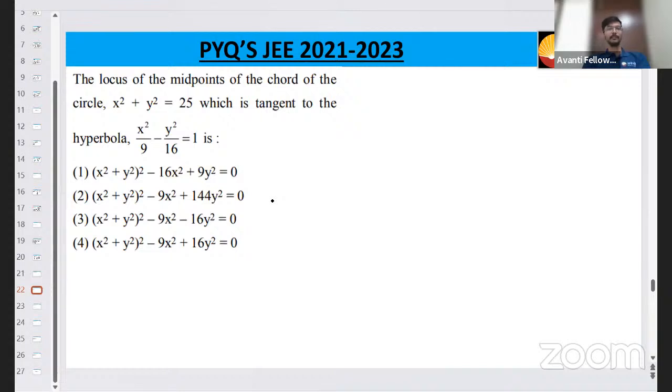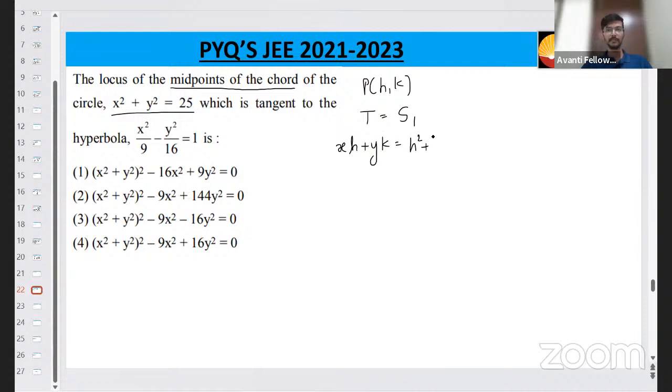Let's see. The locus of midpoint of chord of circle. So midpoint of chords. Let the midpoint be P(h, k). We know the equation of the chord with given middle point. So we can write the equation of this chord with midpoint (h, k). How to write it? The equation is T equals S1 for this curve. So T will be xh plus yk. S1 will be h square plus k square. The 25 will get cancelled on both sides. Let's say this is equation number 1.